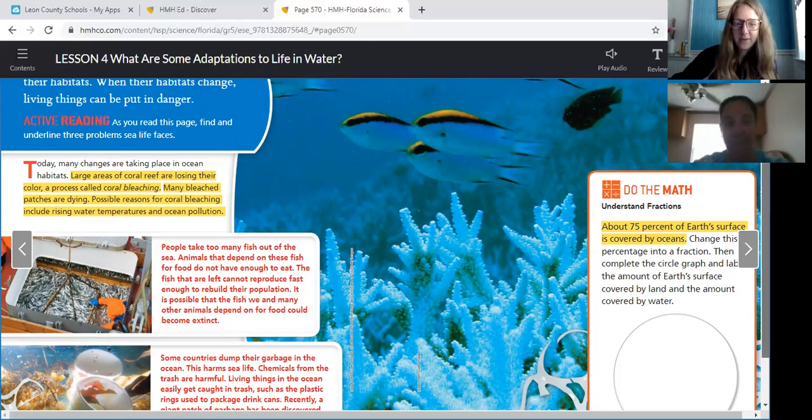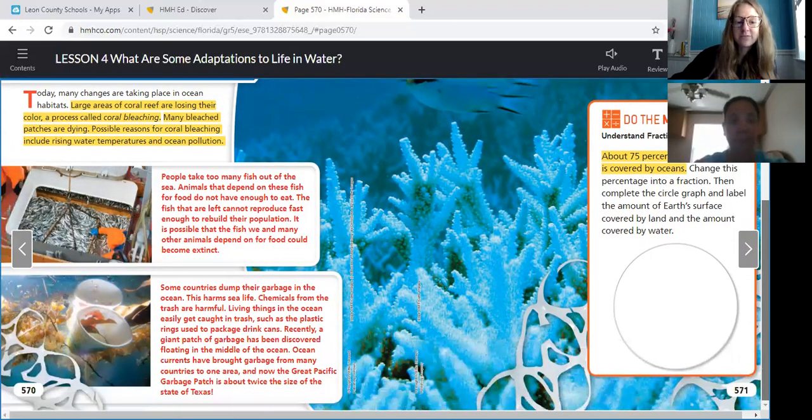Another problem in the oceans is people take too many fish out of the sea. Animals that depend on these fish for food do not have enough to eat. The fish that are left cannot reproduce fast enough to rebuild their population. It is possible that the fish we and many other animals depend on for food could become extinct. That's called overfishing, when people take too much.